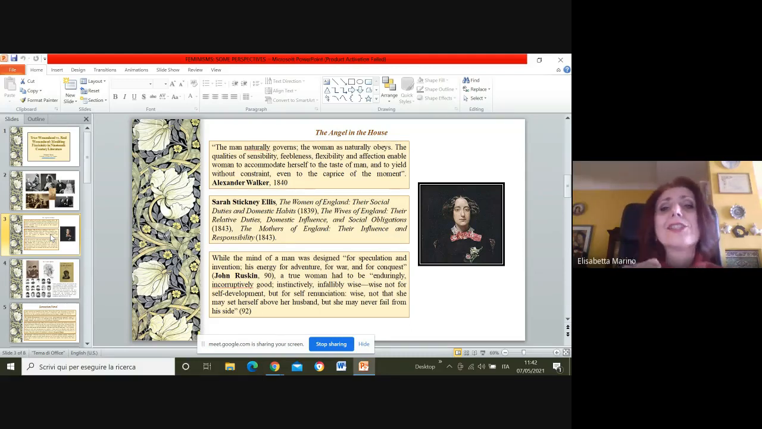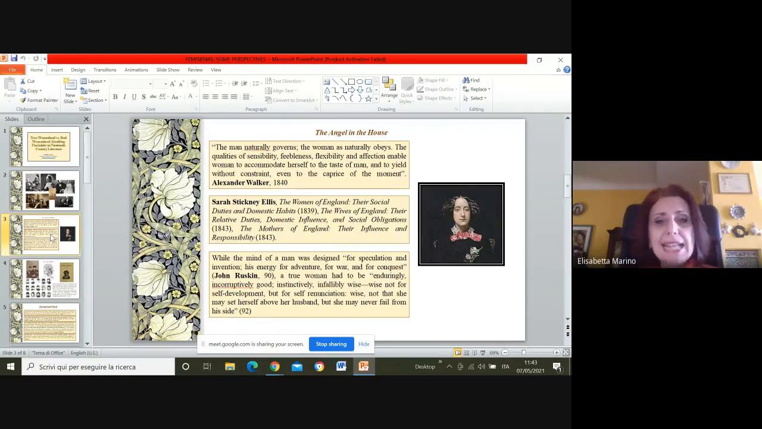So, as a doctor, Alexander Walker established some kind of biological connection with the separation of the roles between men and women. So men, by nature, it is the will of God also, that men govern and women obey. Okay, so the roles were clearly established and they were absolutely different.